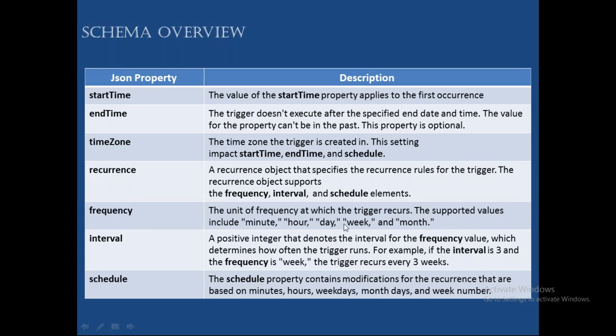That is minute, hour, day, week, and the month. Let's go with the interval. Interval is nothing but an example. Let's say I am giving interval as 3 and frequency as hour. Then every 3 hours the pipeline will execute. Let's say now 6 o'clock the pipeline triggered, again 7, 8, 9 o'clock it will run. 10, 11, 12 o'clock again it will run. Every 3 hours. Okay. Let's say interval is 3 and the frequency is weekly.